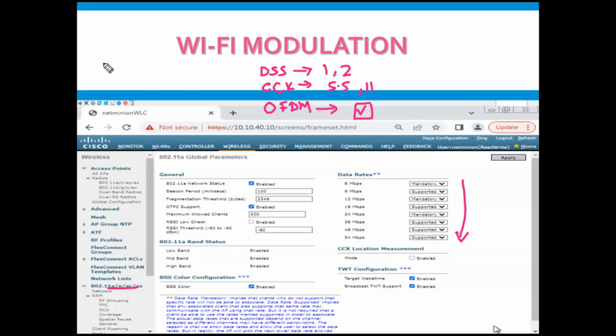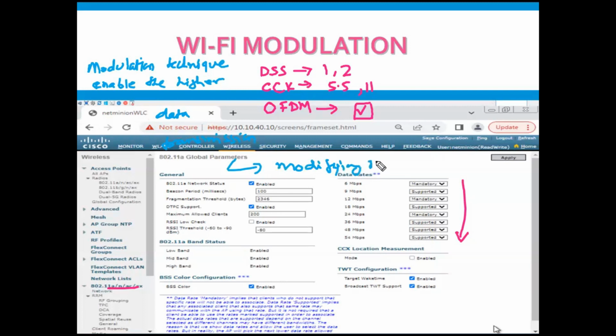So that's it, simple. Let me tell you again. I am writing down here. Modulation technique. What it does is enable higher data transmission. How it does? By modifying the parameters. So that is what it does, and that is how it does.